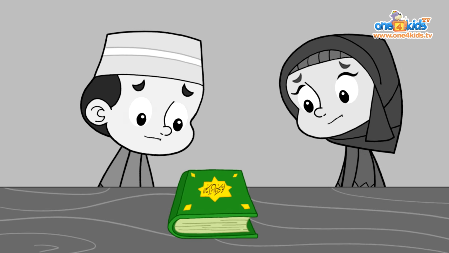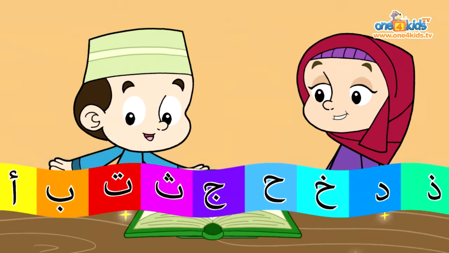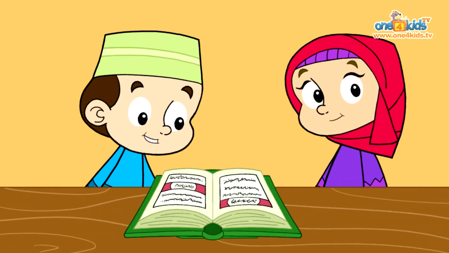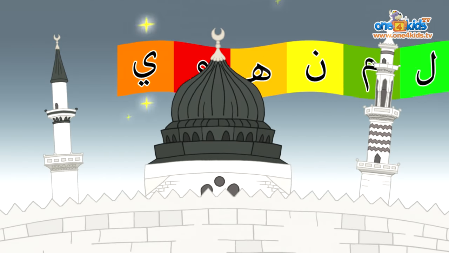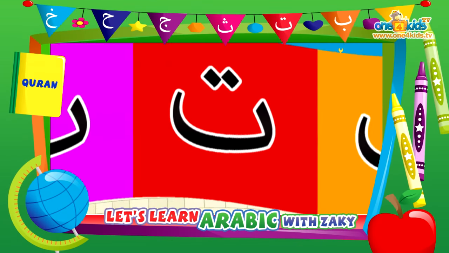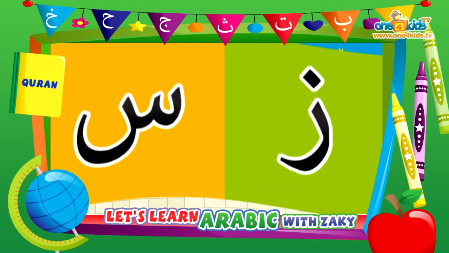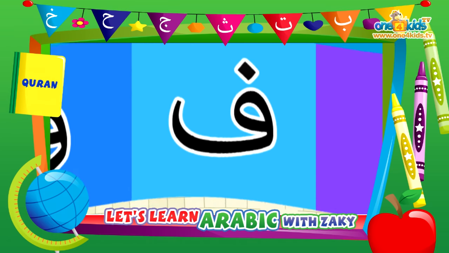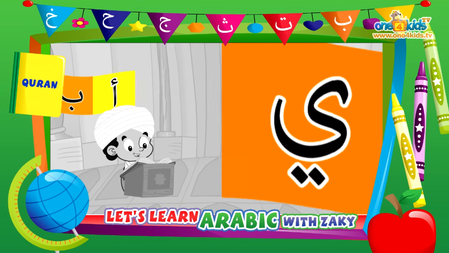We're learning the Arabic alphabet so we can read and learn Al-Quran, the language of Al-Bilal and Muhammad, the last prophet sent from Allah. It goes Alif, Ba, Ta, Tha, Jim, Ha, Kha, Dal, Dhal, Ra, Zain, Sin, Shin, Sad, Dad, Ta, Tha, Ain, Ghain, Fa, Qaf, Kaf, Lam, Mim, Nun, He, Waw, Ya.